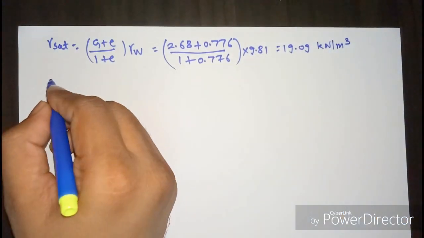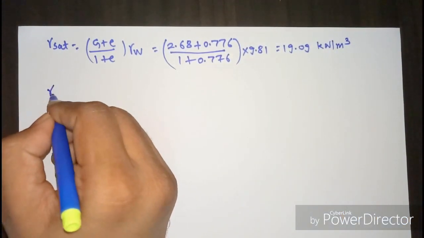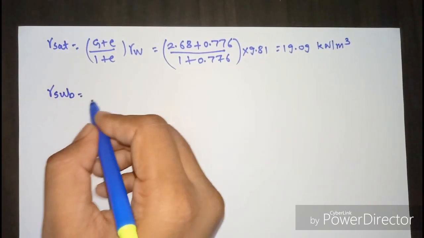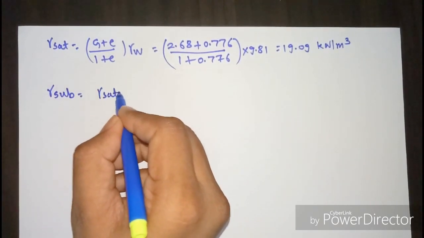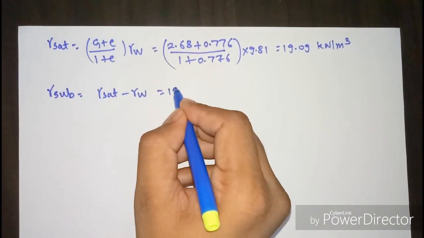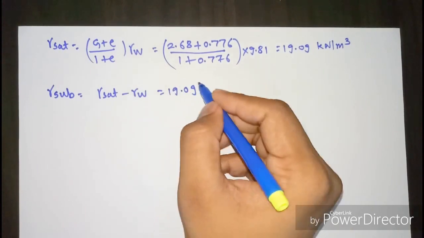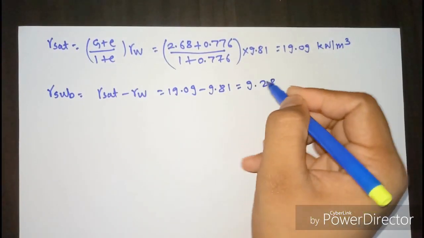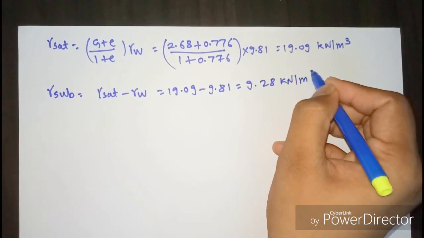Okay, now we will calculate gamma submerged, the submerged unit weight. Gamma submerged is equal to gamma sat minus gamma W. Gamma sat we have already calculated, 19.09, minus unit weight of water, 9.81, is equal to 9.28 kilonewton per meter cube.